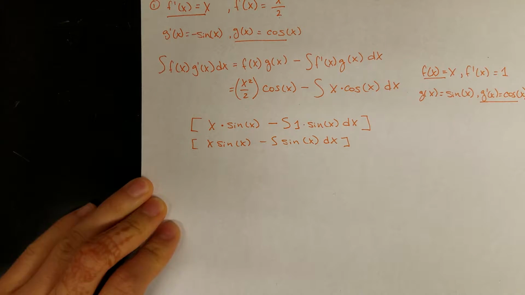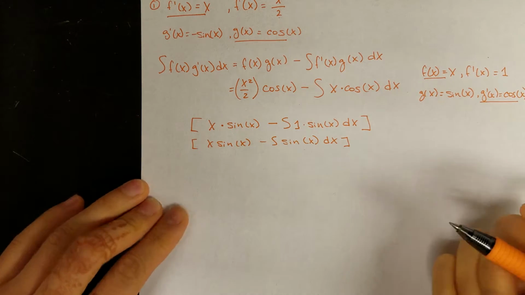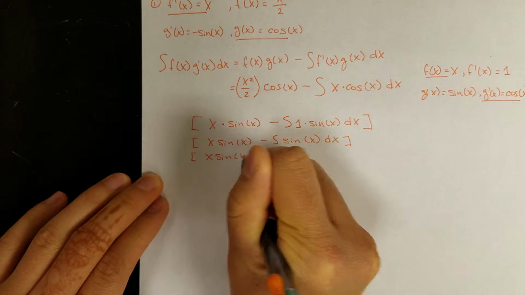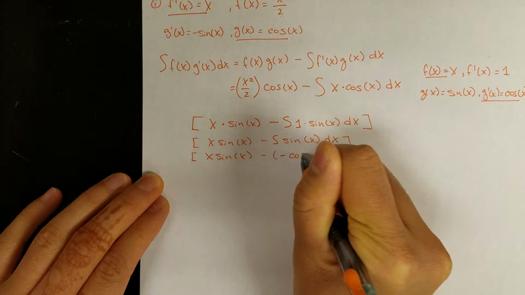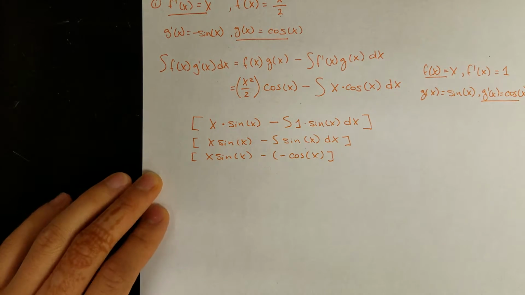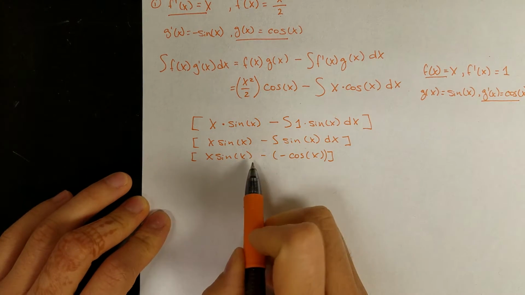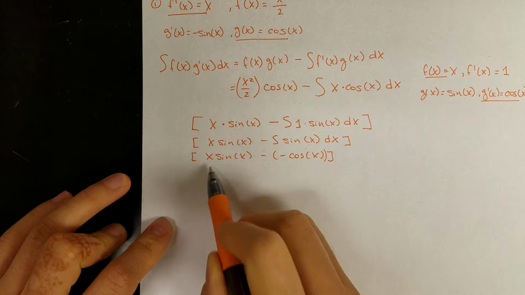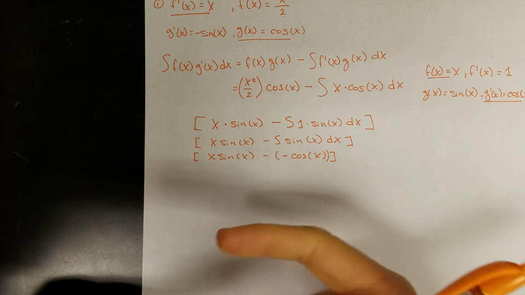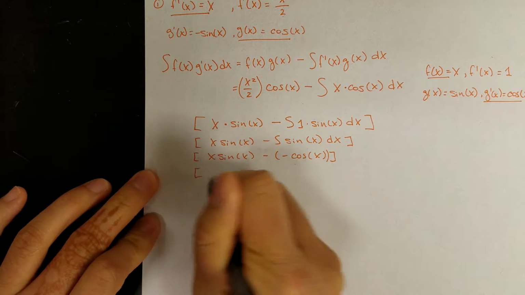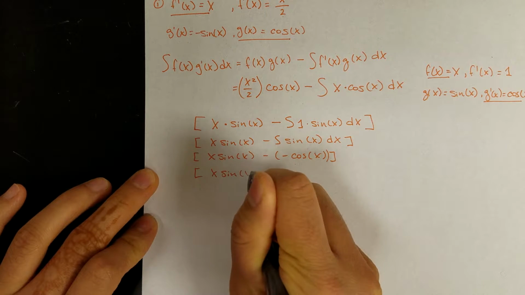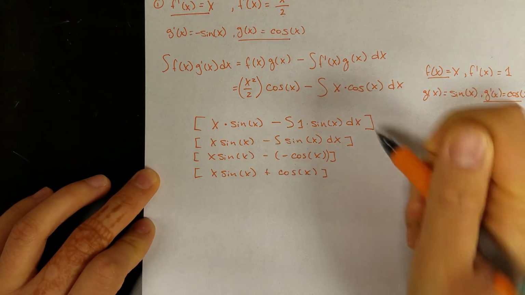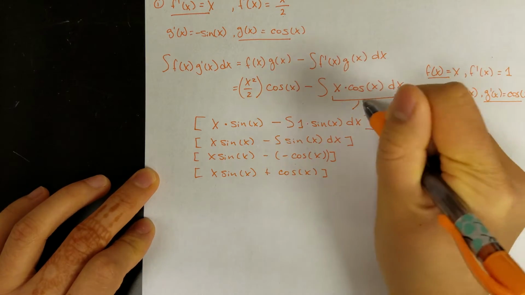When you're integrating sine of x, that turns out to be negative cosine of x. So what you get is x sine x minus negative cosine of x. If you have a minus and then a negative, that becomes a positive, because the two negatives cancel out. So what you're left with ultimately is x sine of x plus cosine of x. And all of this goes to here.